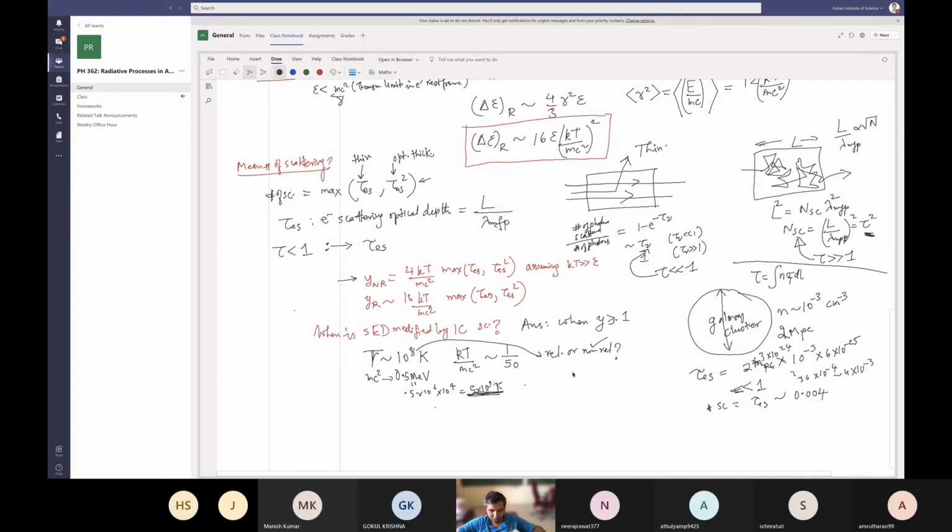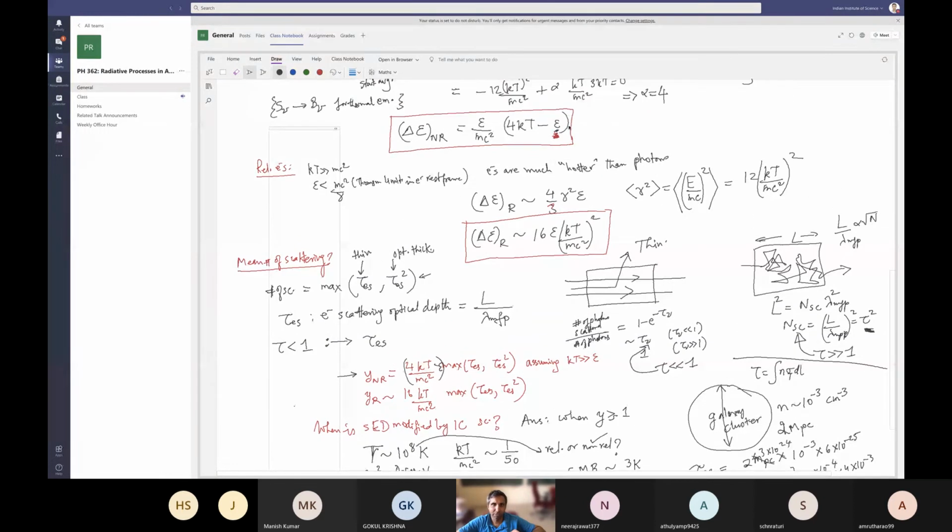And again, we are considering the CMB. What is the energy of CMB photons? So it's 3 Kelvin, right? CMB temperature is 3 Kelvin. So it's actually much less than kT of these electrons, which is 10 to the 8 Kelvin. So we can indeed ignore this minus epsilon that was hanging there. This one, we can ignore.